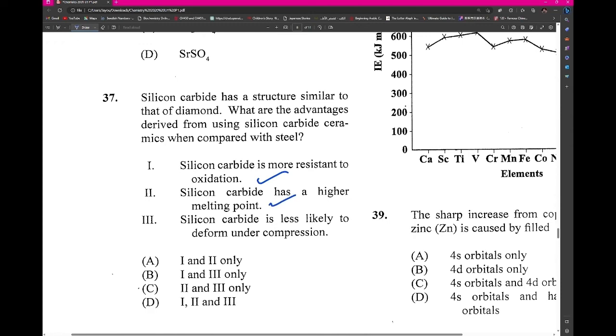Not sure if it has a high melting point though, because it is in group 4, period 4, or is it period 3? Period 3, group 4, right? We're looking at a relatively higher melting point than the others, so it should be fine. Silicon carbide is likely to deform under compression? Yes, it's not a metal, so it's not that malleable. So I believe D is the better answer here.